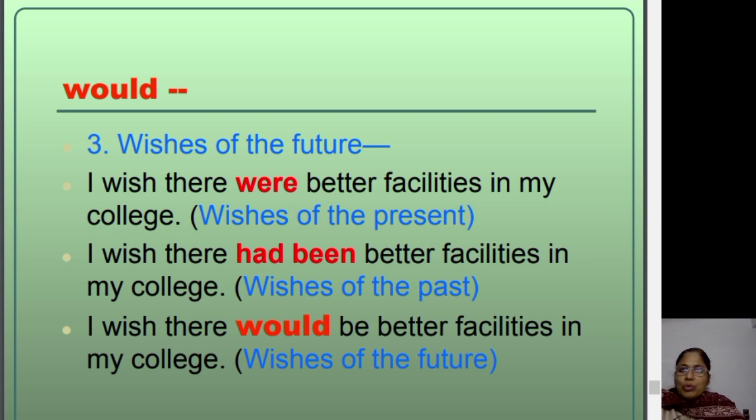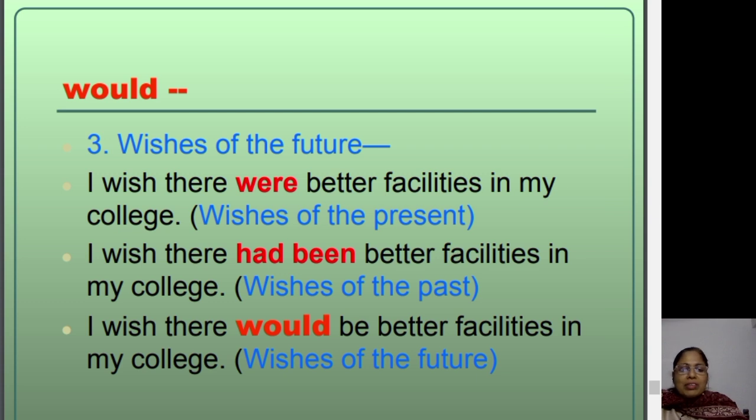The modal would can also be used to make wishes of the future. Let us first see how we make wishes of the present time. I wish there were better facilities in my college. Means I am studying in college and I wish or I hope that the facilities in my college were better than what they are now.